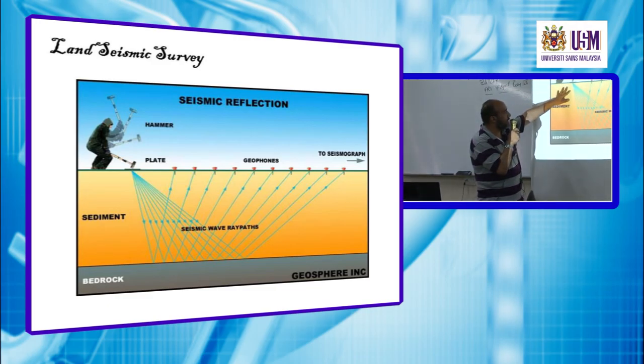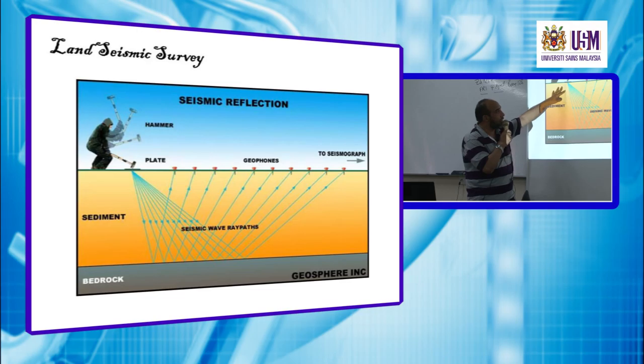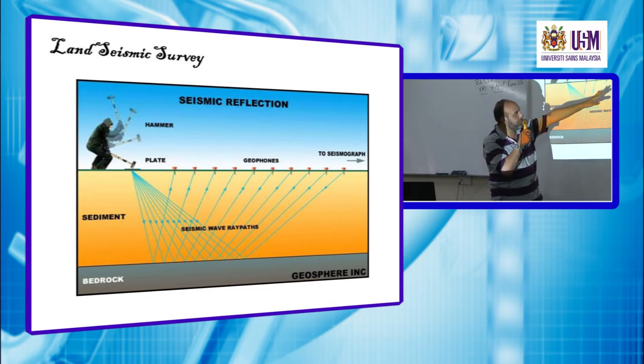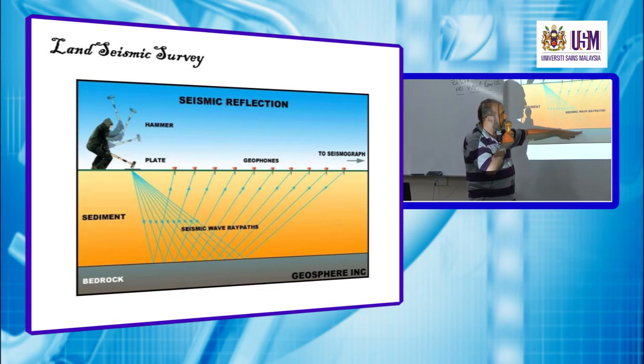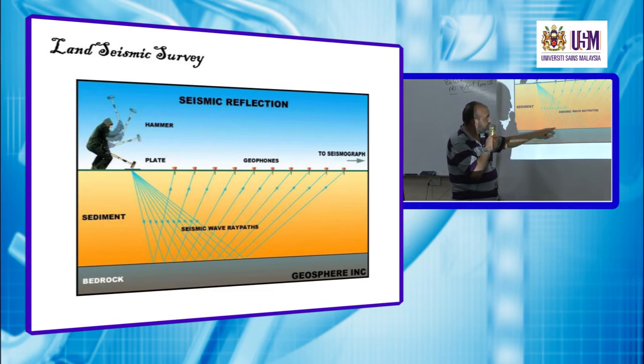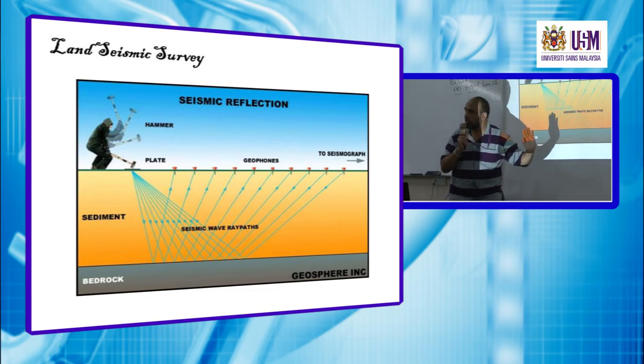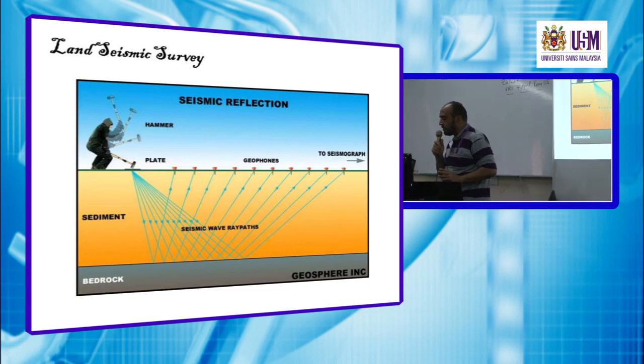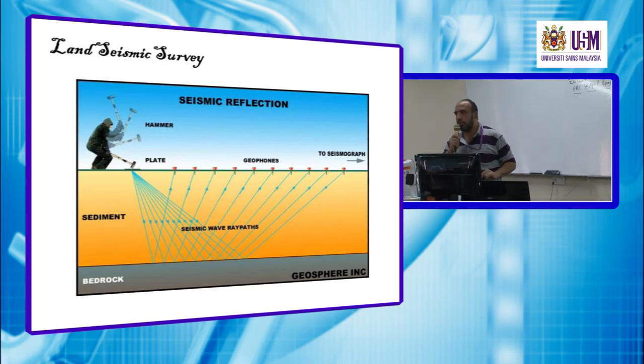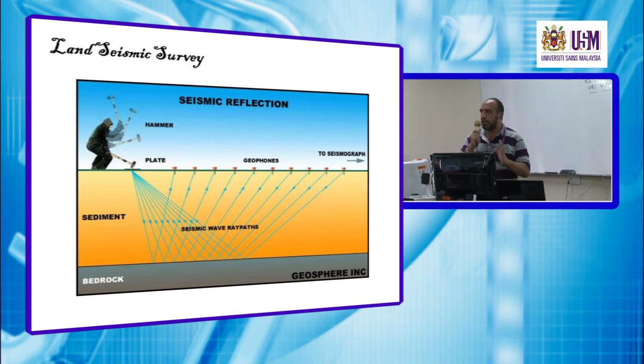Here it's the hammer, and here is the geophone. And this point in the subsurface is called the reflection point. Each point of this is called a common midpoint, because in a horizontal interface for reflection, the reflection point occurs in the middle, at the center between the shot and receiver.